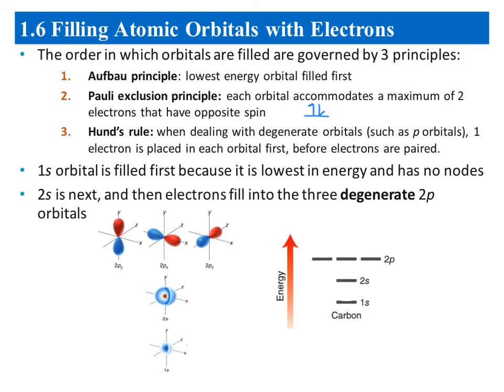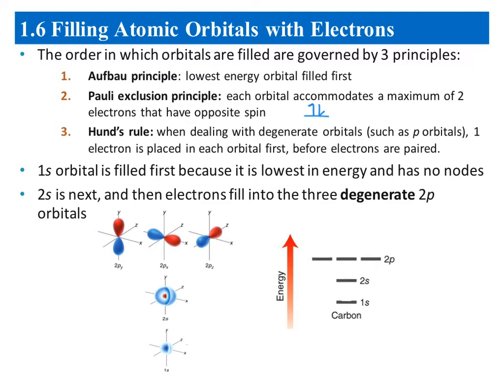And the third principle is Hund's rule. So if you have degenerate orbitals, you put electrons in each orbital first, and then you start pairing them up if it is needed. So if you look at the 2p orbitals, we have 3 2p orbitals, all of them are degenerate. So if you need to put electrons in these orbitals, you first need to fill each 2p orbital first, and then start pairing them up if it is needed.